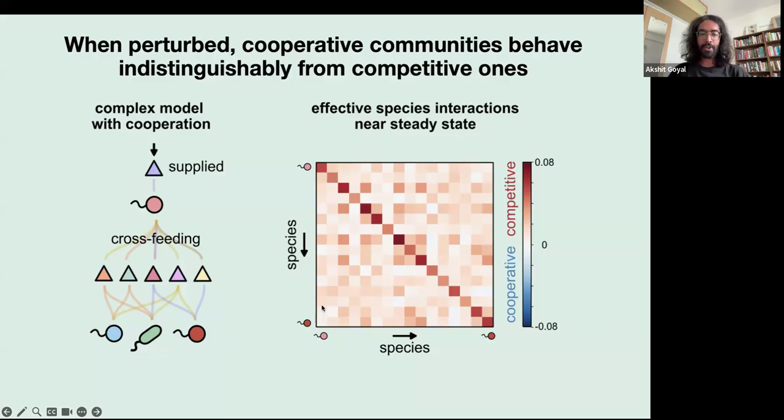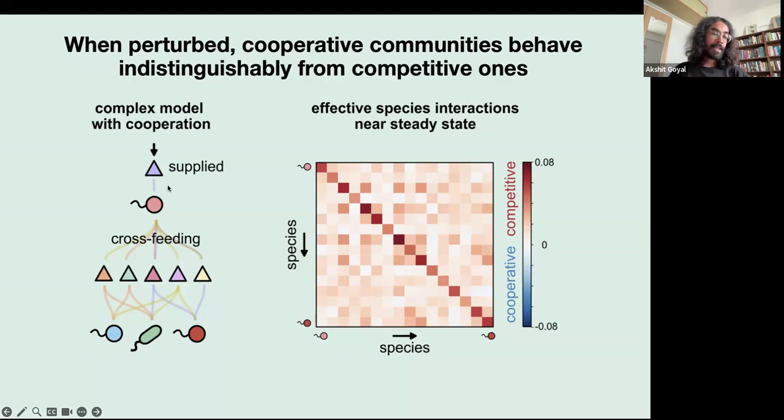And just to orient you here, the rows and the columns are different species. They're indexed in some arbitrary fashion. And the color bar is such that all the competitive interactions, the effective competitive interactions, are in different shades of red, and all the effective cooperative interactions are in shades of blue.